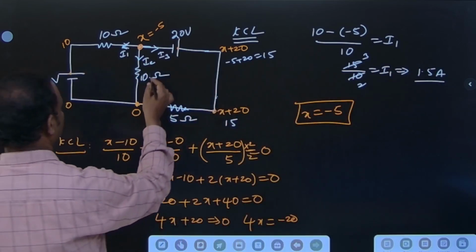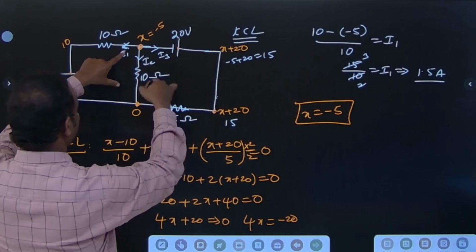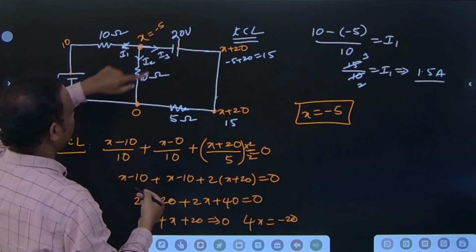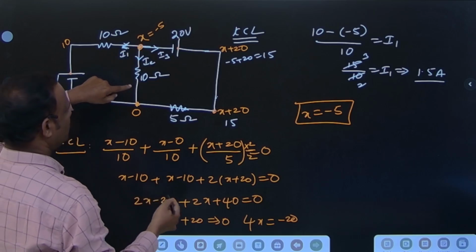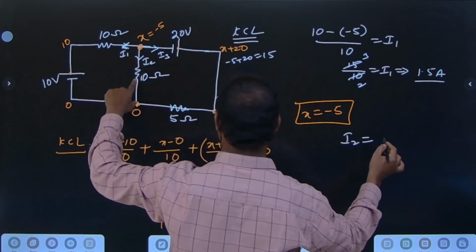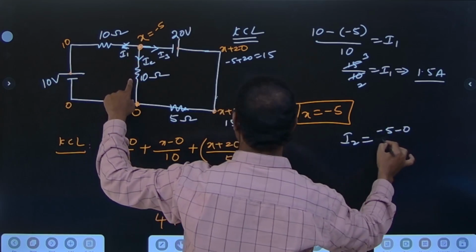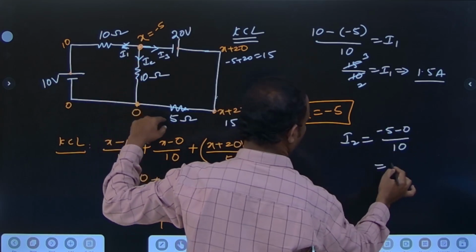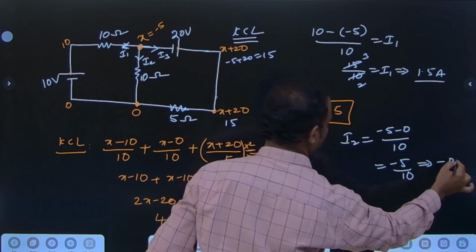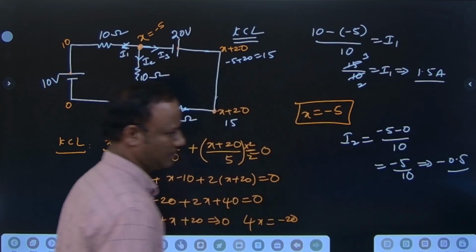Okay. For the next one, if we talk about this one, what is there? x minus 0, minus 5 minus 0, correct? So then I2 is equal to minus 5 minus 0 by 10. Minus 5 by 10. So what is this? Minus 0.5.